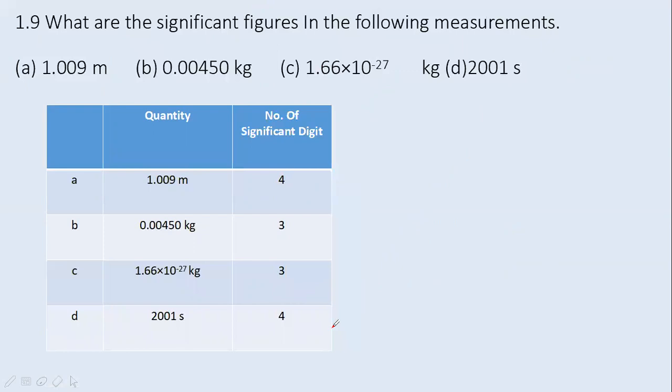Now numerical 1.9. What are the significant figures in the following measurement? If you look here, this number is significant. This is also significant. A zero between two significant figures is significant, and one is significant according to the first rule. So four significant figures.